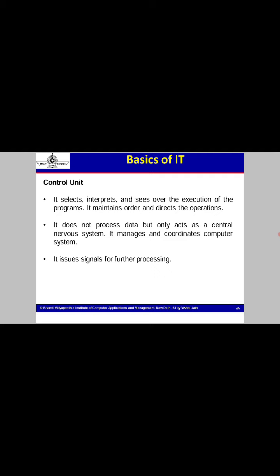So control unit, another important component of a computer, is a control unit. What is a control unit? Control unit is a part of central processing unit, CPU. It selects, interprets and sees over the execution of the programs. It maintains order and directs the operation. It does not process data but only acts as a central nervous system. It manages and coordinates the computer system. It issues signals for further process.